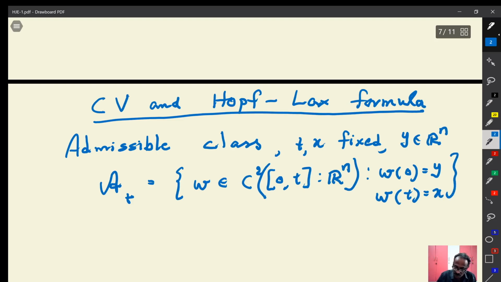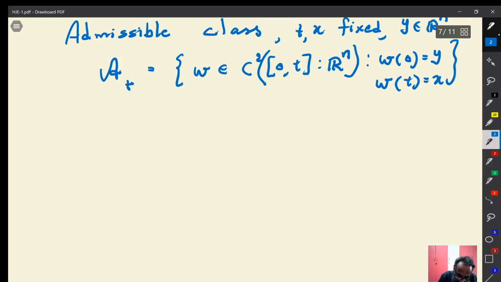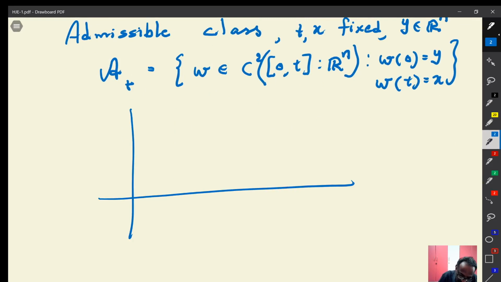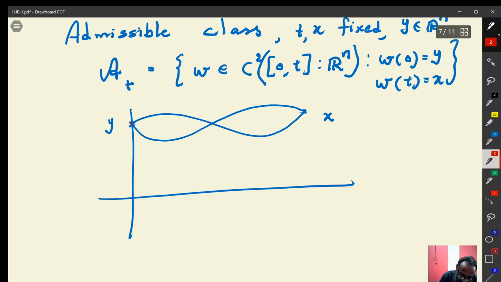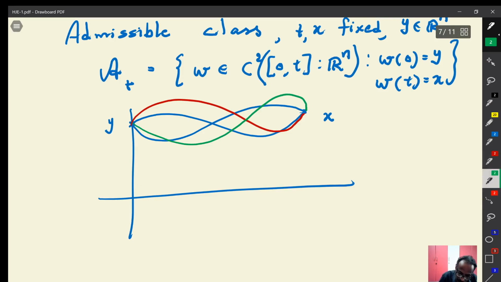So basically, if you look at the figure, you have a domain here. This is your time. So you have two positions, Y and X in Rn, and you are looking for all possible trajectories. That is what you are doing.